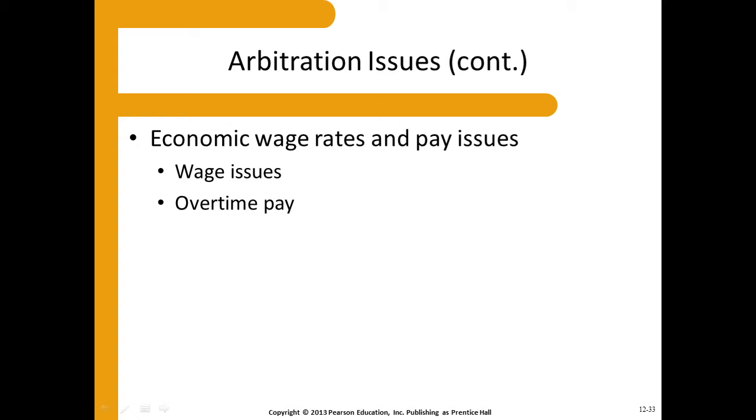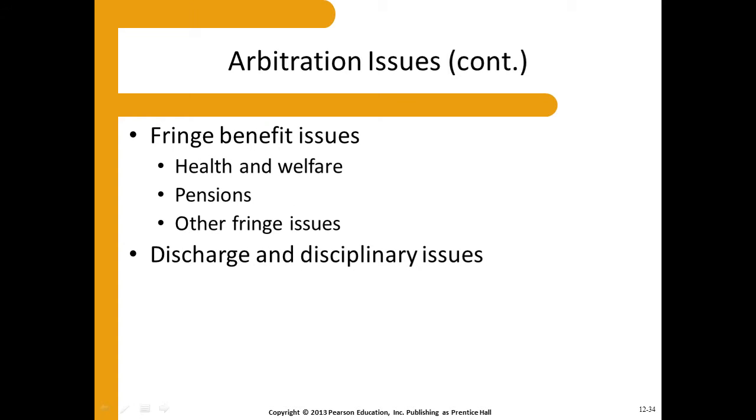Under the issue of economic rates and pay raises, or pay issues, we see issues such as wage issues and overtime pay, with wage issues being one of the largest issues that get to arbitration of all the issues involved. And again, I reference Table 12-2 on pages 452 and 453 of the text. Additionally, we see items like health and welfare, pensions, and other fringe costs under fringe benefit issues. And then we see discharge and disciplinary issues in general being another subtopic that makes it to arbitration.